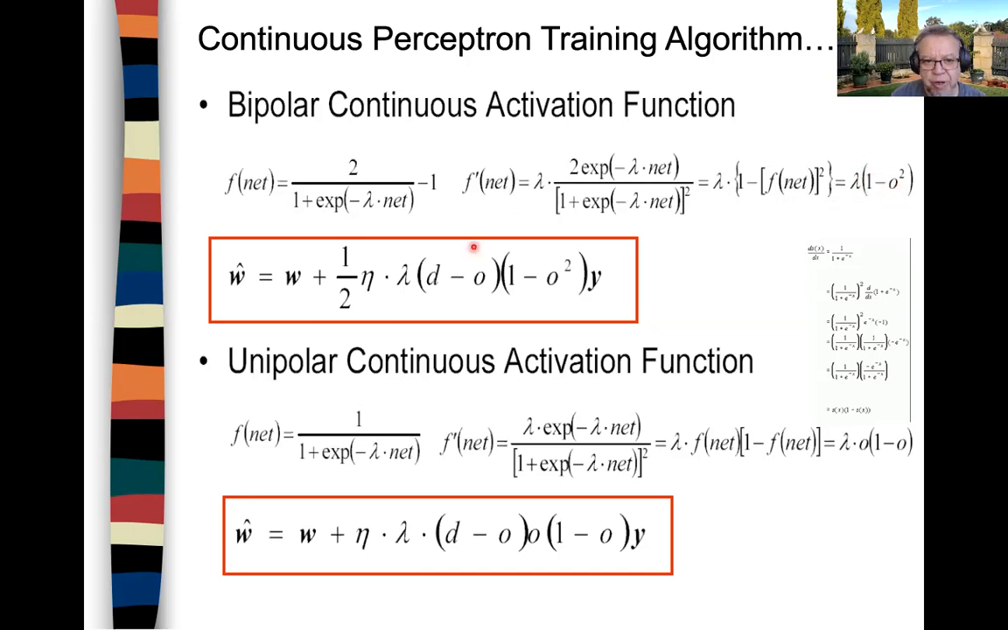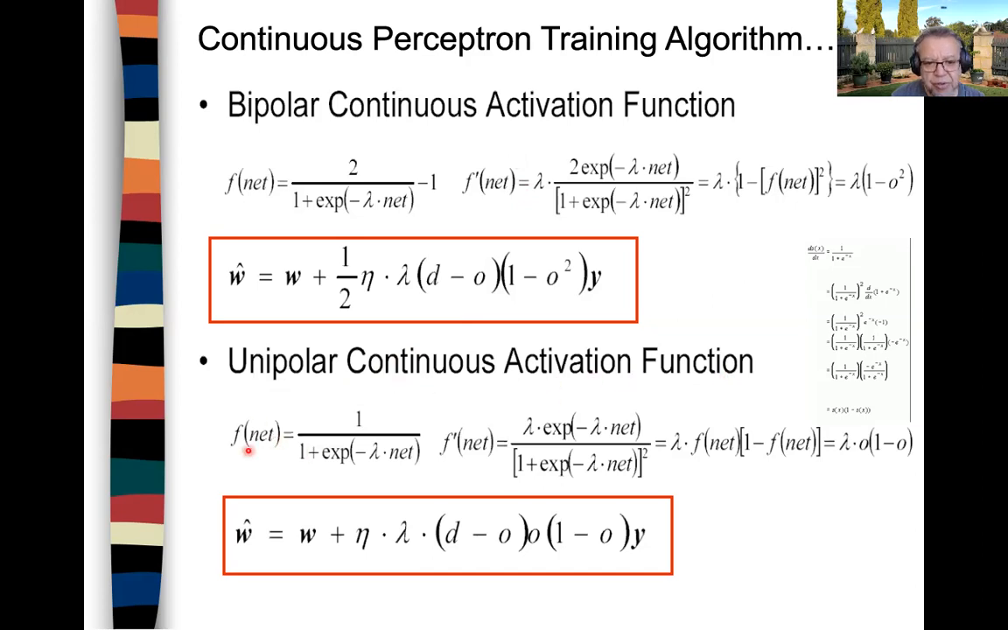So the learning rule becomes the new weight equals the old weight plus this formula here, and this is the delta W. You can see that all these terms are the desired output, actual output, and the input pattern. So it's very easy to update our weights with the bipolar continuous activation function. And it's the same thing for the unipolar continuous activation function.